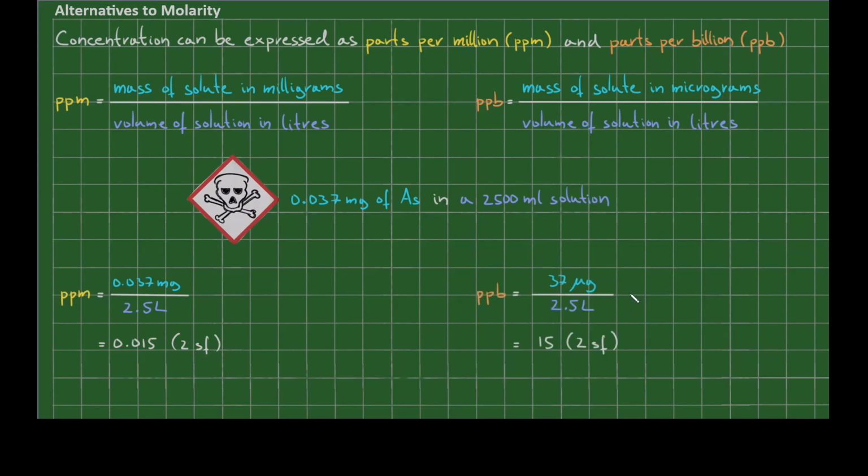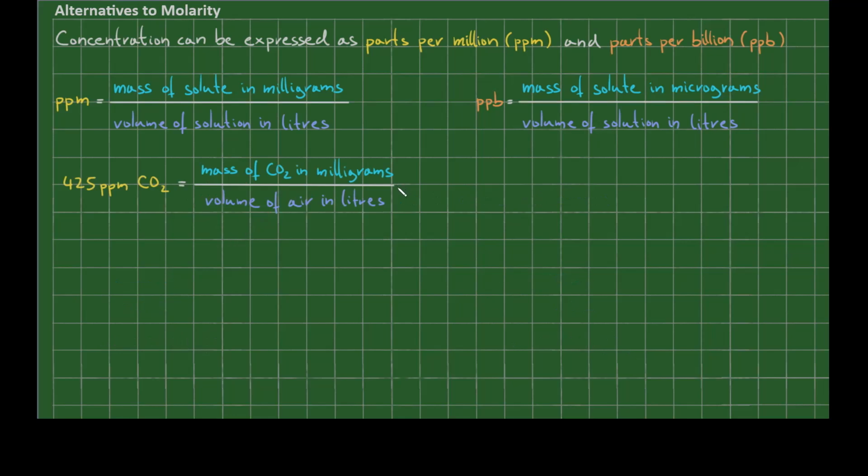The calculation for parts per billion is similar. This time I need to convert the milligrams into micrograms. And when everything is said and done, I end up with 15 parts per billion when rounded to two significant figures. Now this does not sound like much, but when it comes to arsenic, anything above 10 parts per billion is considered toxic. Please note that ppm and ppb are also often used to talk about composition of the atmosphere.